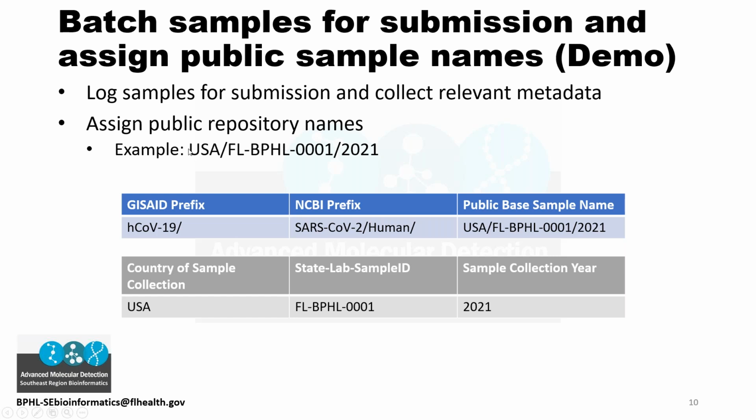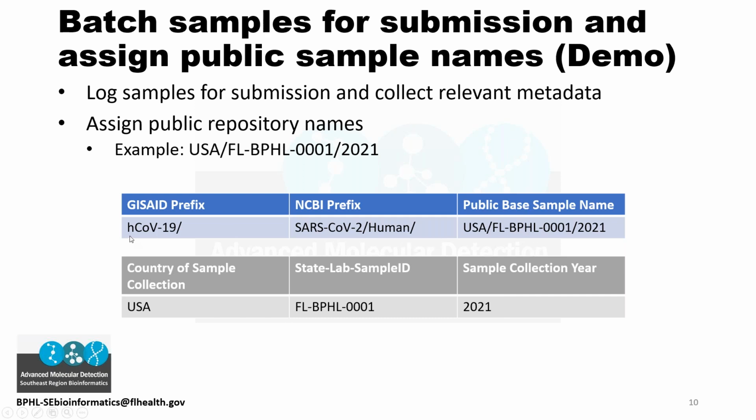So for GISAID and NCBI, all of your samples will have a base public name, which is this here, and then there'll be a different prefix depending on the database. Your sample name for GISAID will start with this and end with this, and your sample name for NCBI will start with this and end with this. This makes sure there's consistent naming, you get a little bit of metadata from the sample name, and you can also link your sample names back from GISAID to NCBI.